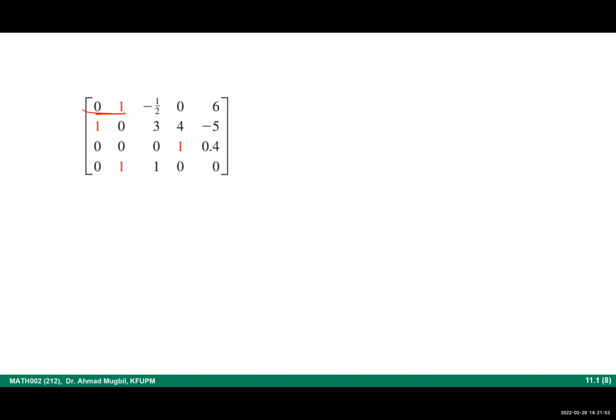The first non-zero is 1. The first condition is satisfied.